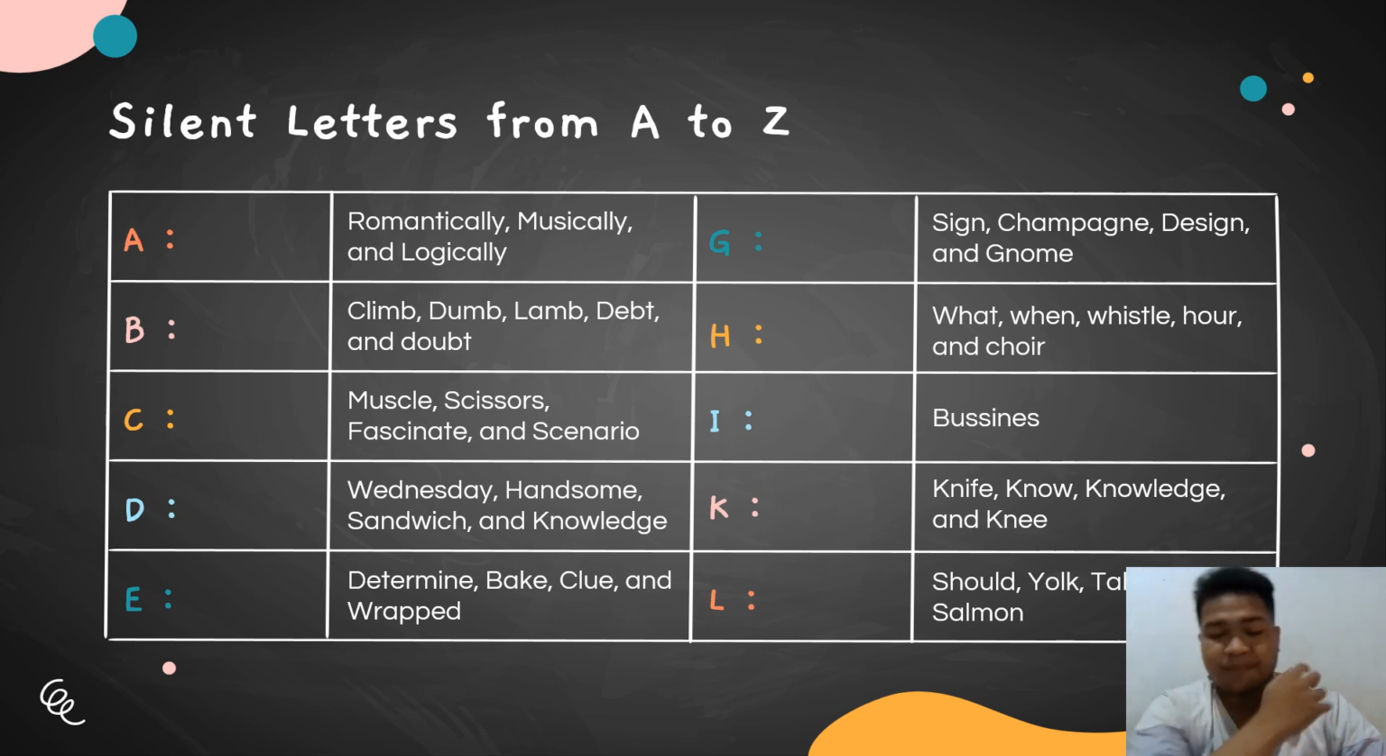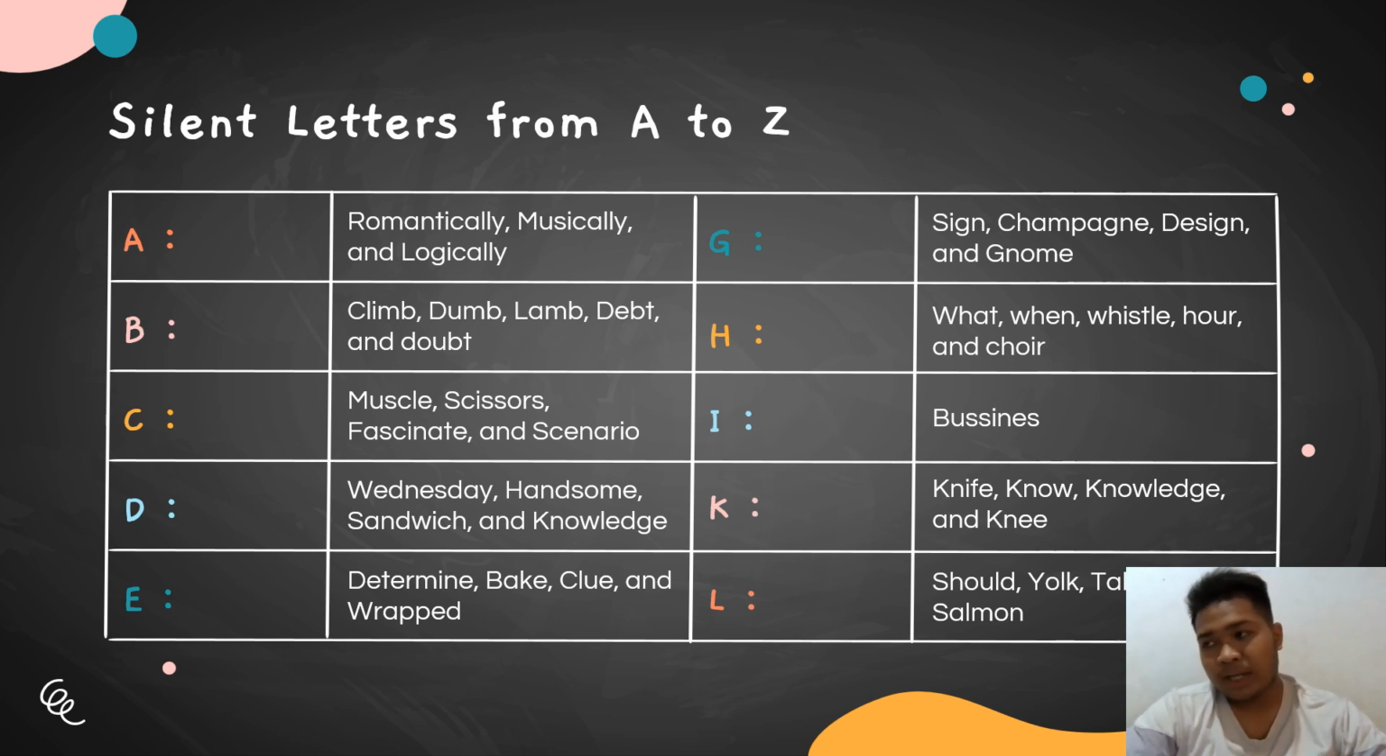Or I should say D, the D word. So the examples of the D word in silent letters are Wednesday, handsome, sandwich, knowledge. And for the letter E, there are words called determine, bake, clue, and wrap.